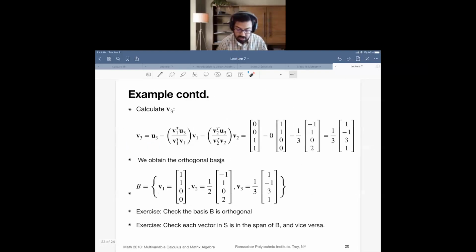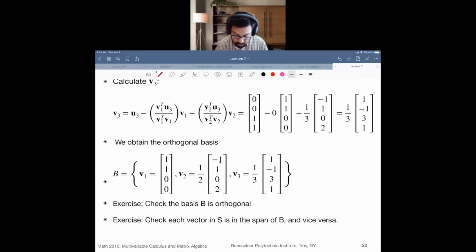And you can check that. How can you check that? You can check whether the basis B is orthogonal or not. B is your orthogonal version, S was your non-orthogonal version. The way you can check that is simply by taking V1 and doing it with V2 and so on, right? So you can say V1 transpose with V2. Does that go to zero or not? Similarly, you can do V2 transpose with V3. Does that go to zero or not? And V1 transpose V3. Does that go to zero or not? And they will. So that's the way you would check whether B is an orthogonal set of vectors or not.